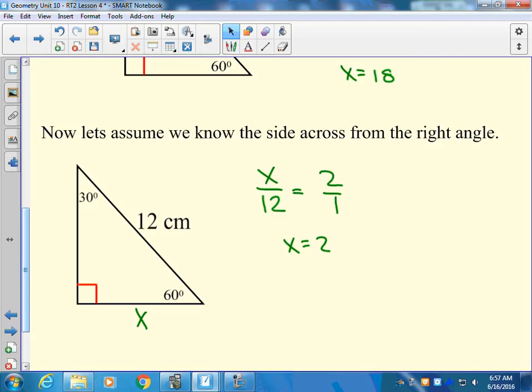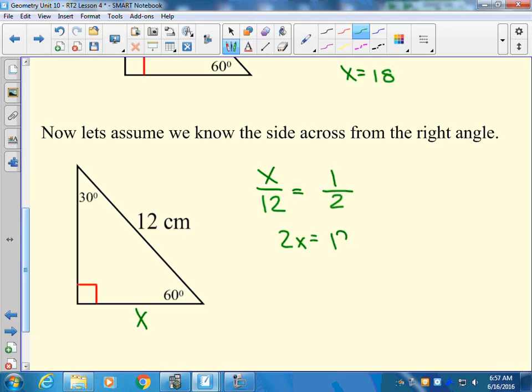Almost made a quick mistake here. You always want to be careful about setup. What I did is I made a setup error of my proportion. It should have been 1 on the bottom, short leg, and then 2 in the denominator for hypotenuse. So we have 2 times x equals 12. Divide both sides by 2, and we get x equals 6.